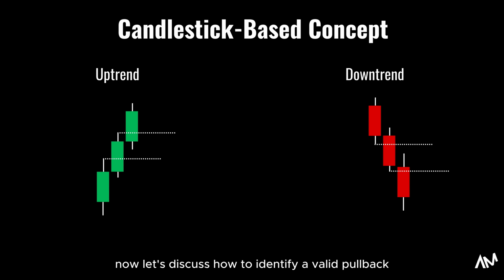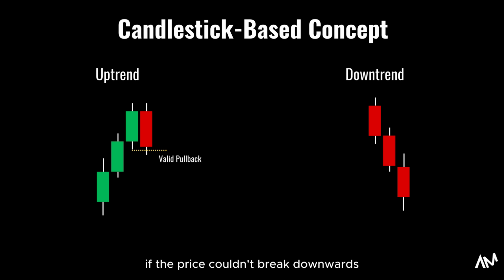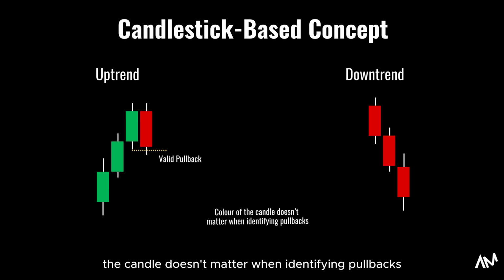Now, let's discuss how to identify a valid pullback in a bullish scenario. A valid pullback is determined when a candle breaks below the lowest point of the previous one and sweeps liquidity. For instance, in the fourth candle of this example, you can observe that it has broken below the lowest point of the third candle, thereby forming a valid pullback. If the price couldn't break downwards, then the pullback would not be valid. Remember, the color of the candle doesn't matter when identifying pullbacks.